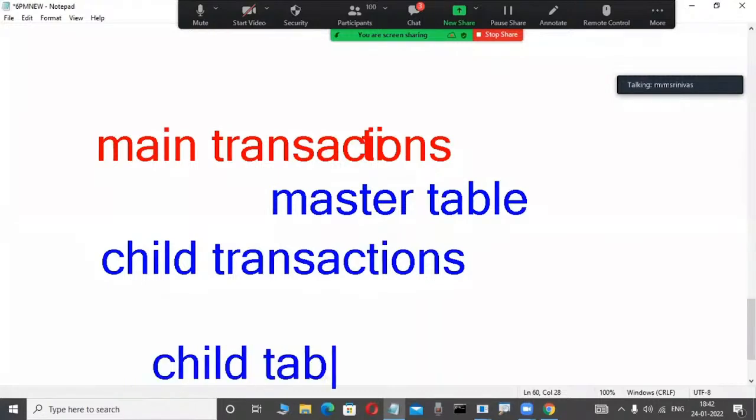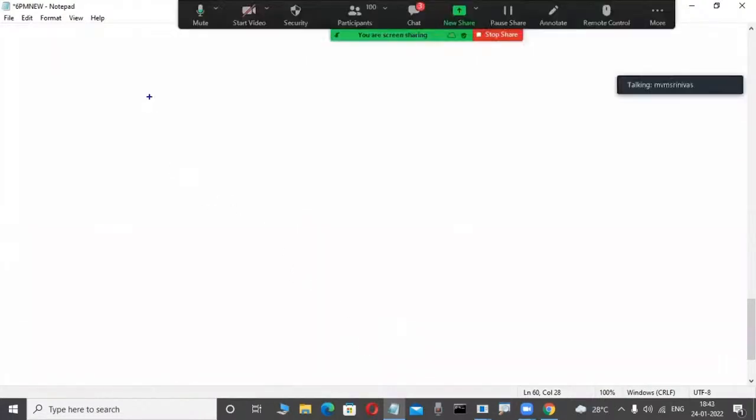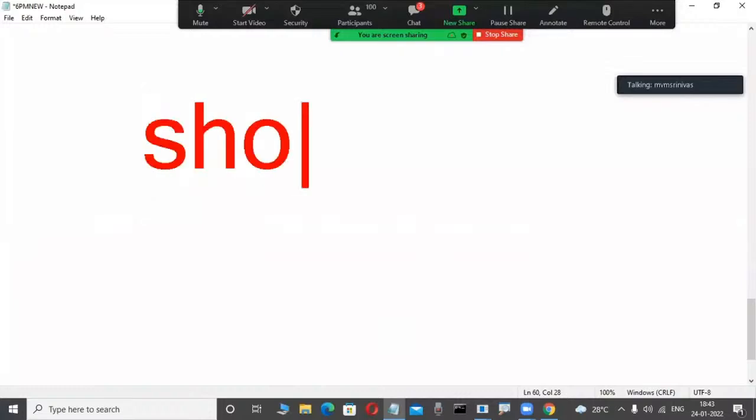For example, observe here: main transactions are stored in a master table, and related child transactions are stored in a child table, or detail table. Suppose Oracle Corporation gives some tables for practice purposes. Today I'm showing those predefined Oracle-provided tables only. Don't be afraid. In those 2 tables, one is master and one is child. Oracle Corporation is giving them.